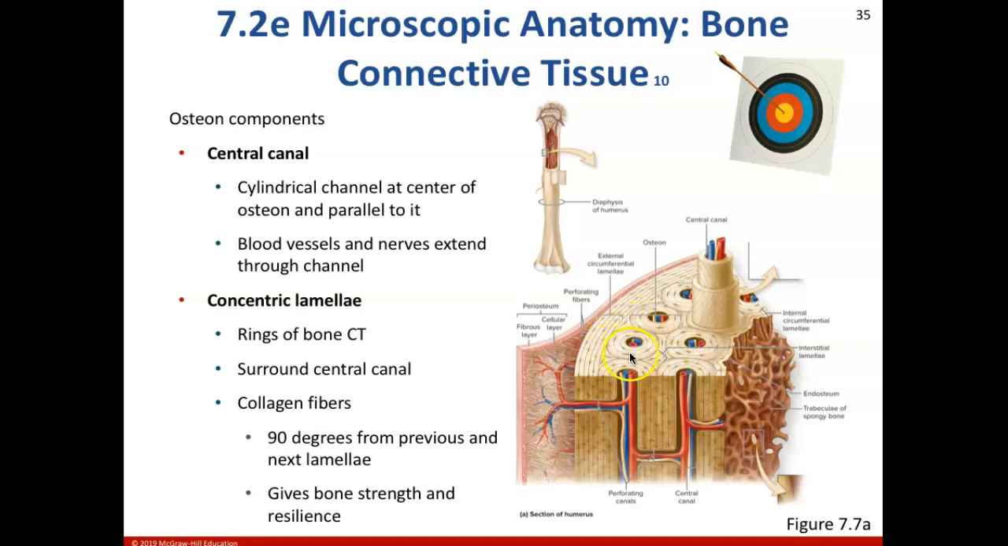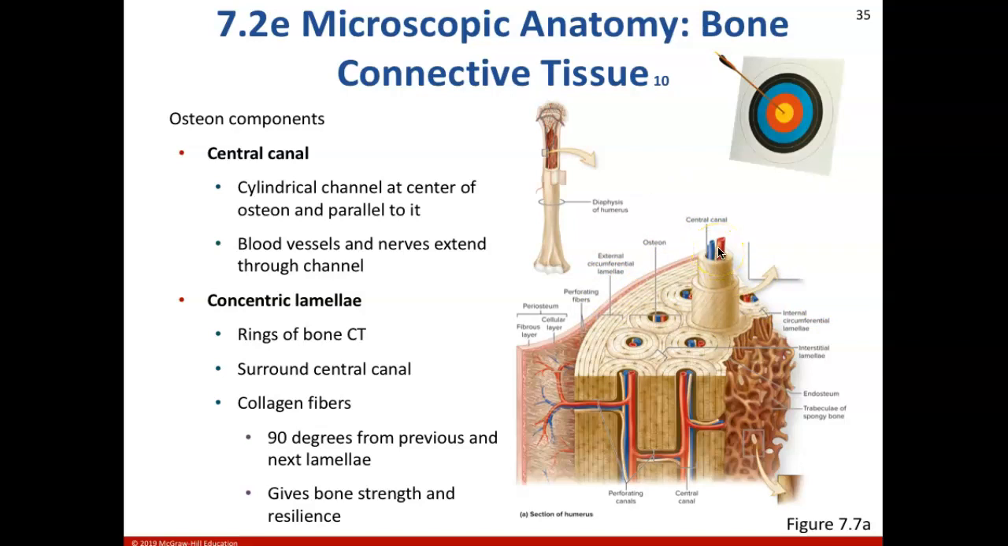So here's one osteon, here's another, and another. Each of these are going to have their own central canal. Here is one that's been kind of pulled out for you to see the structure. There's the central canal. You can see it's always at the center of the osteon and parallel to it. And notice how in this canal we have blood vessels and nerves that are extending through a channel.